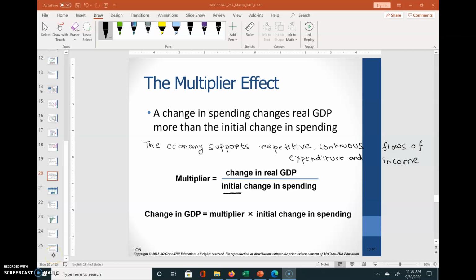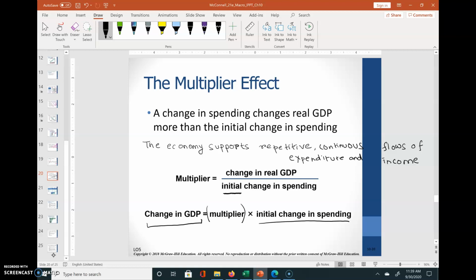Now let's look at the multiplier effect. The multiplier effect means any change in initial spending will cause a much larger change in gross domestic product, and everything is due to this multiplier. I will show you the steps in the next slide to explain this multiplier effect.